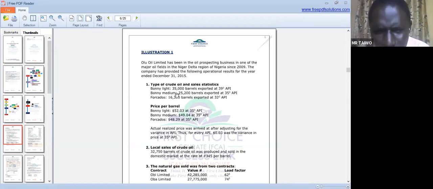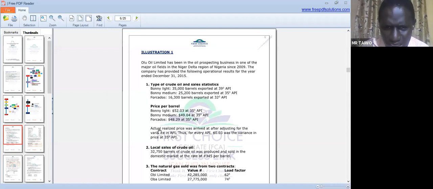But if you look at the Bonny Light, the API was at 35 degree. The Bonny Medium is also the same at 35 degree. There won't be any adjustment. I guess that means the price here will now be the same as the posted price we are going to sell the products at outside the shores of the country.